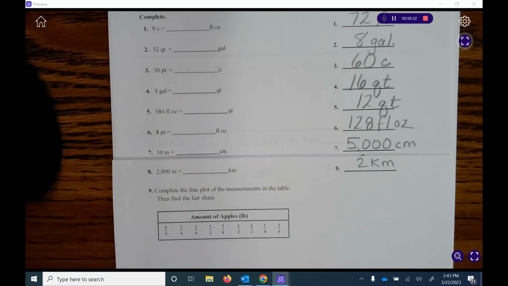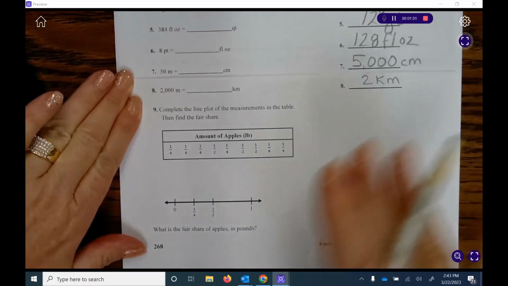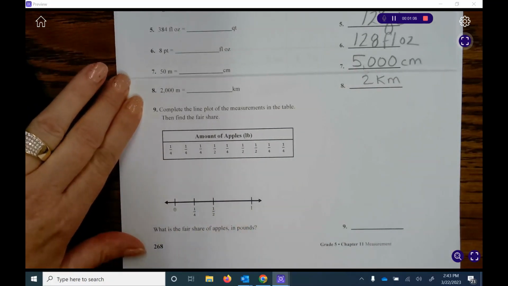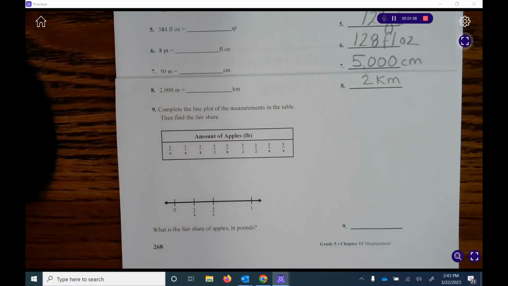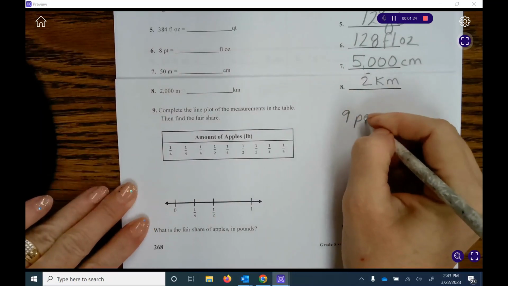Question number 9. Complete the line plot of the measurements in the table, then find fair share. Well, in this table, it's a line plot. Now, I'm going to make the line plot with X's. I know that sometimes people use dots. You want to make sure that you use whatever your teacher uses or asks you to use. So people went out and they collected apples, and we have 1, 2, 3, 4, 5, 6, 7, 8, 9 people who went out. So 9 people collected apples.